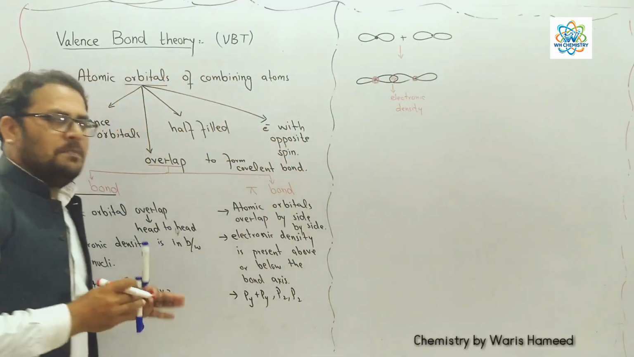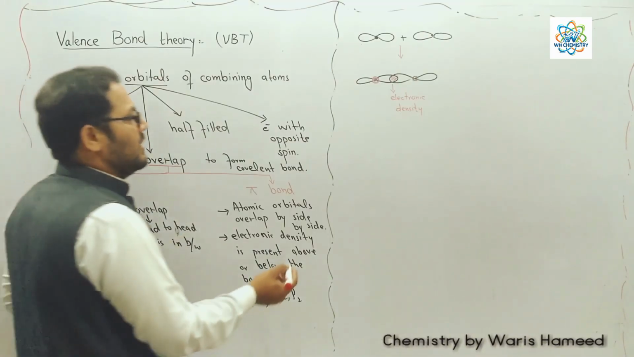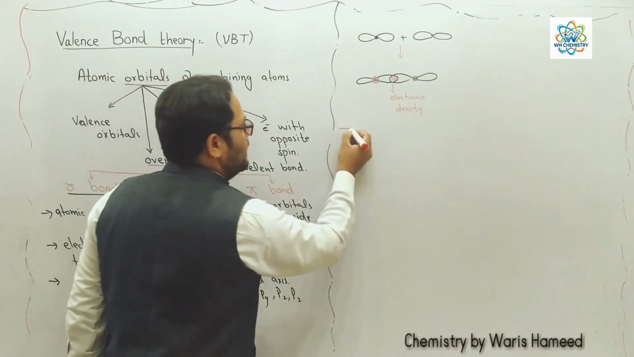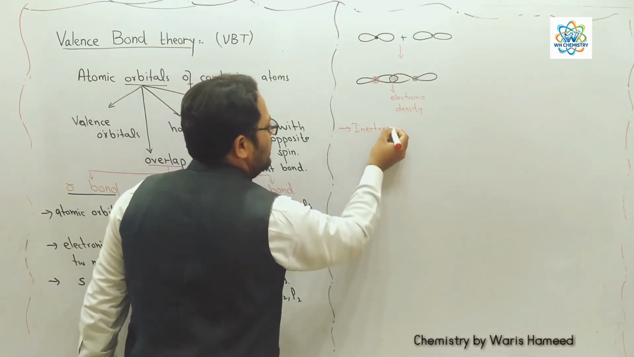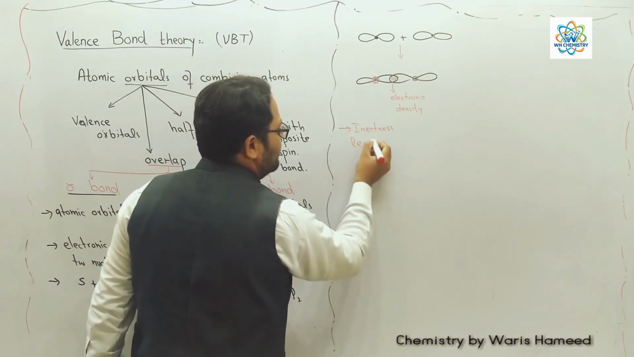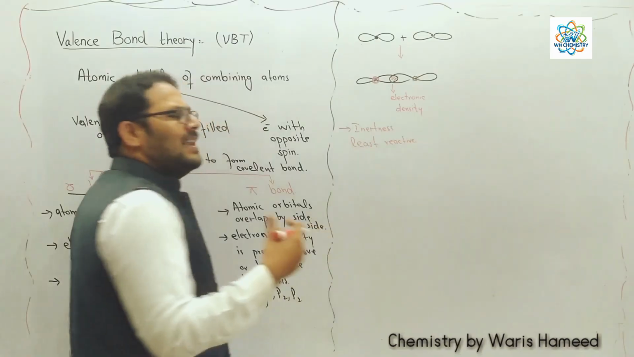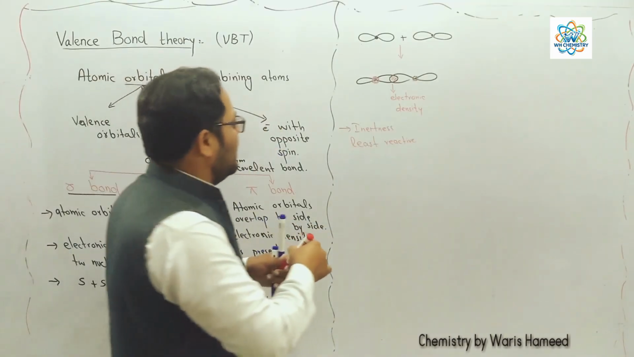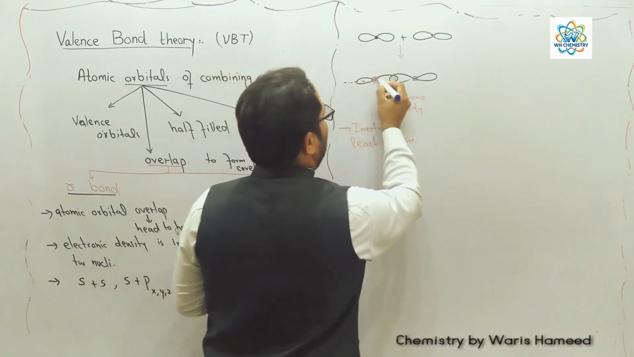And this thing makes the sigma bond inert, less reactive. Due to this condition, sigma bonds are inert, or least reactive. No electron-loving species can reach these electrons, and electrons are present on the bond axis. Here is the bond axis.